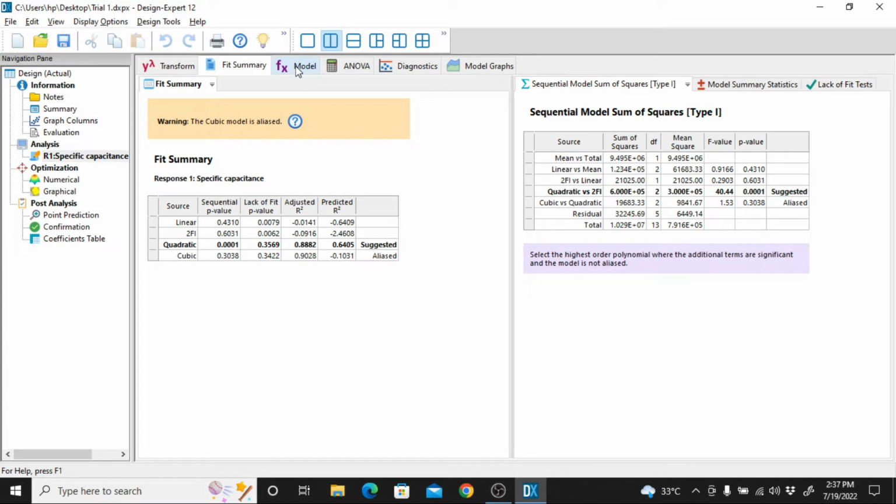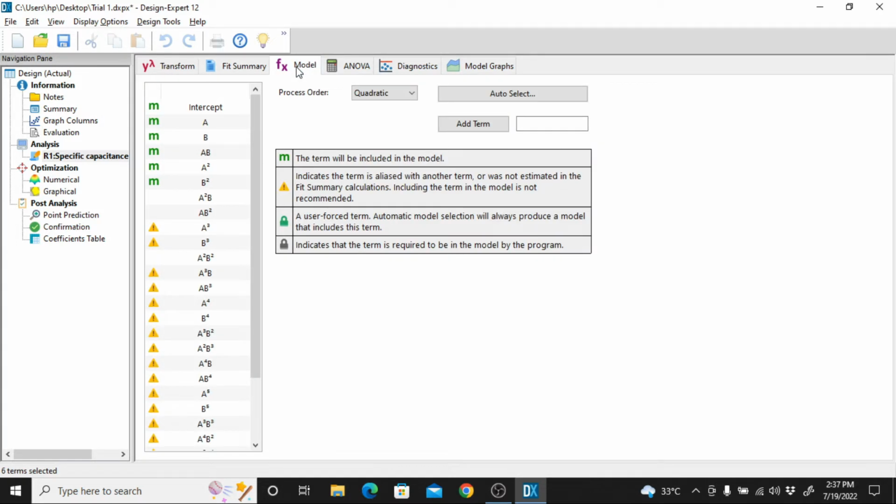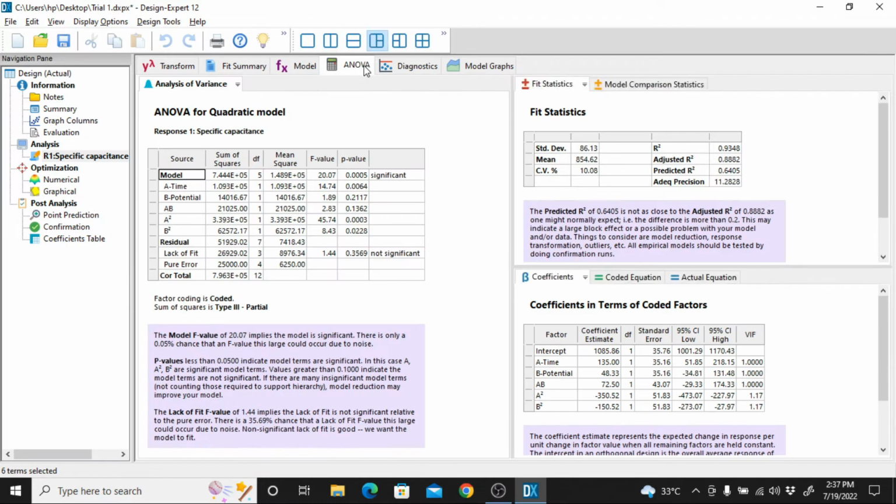So when you click the next step, which is Model, okay, they already chose the quadratic model for you. So no need to change. Actually, you can change, but just stick to the quadratic. Okay, next, ANOVA. This is the important thing. This is the tab where it explains your result.